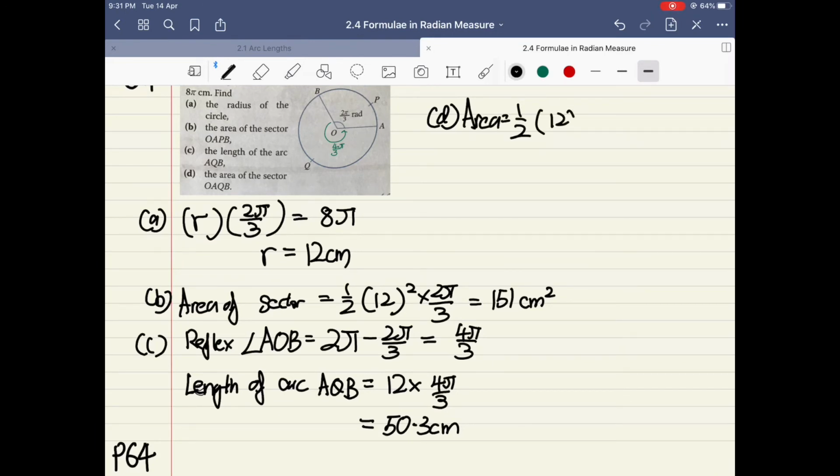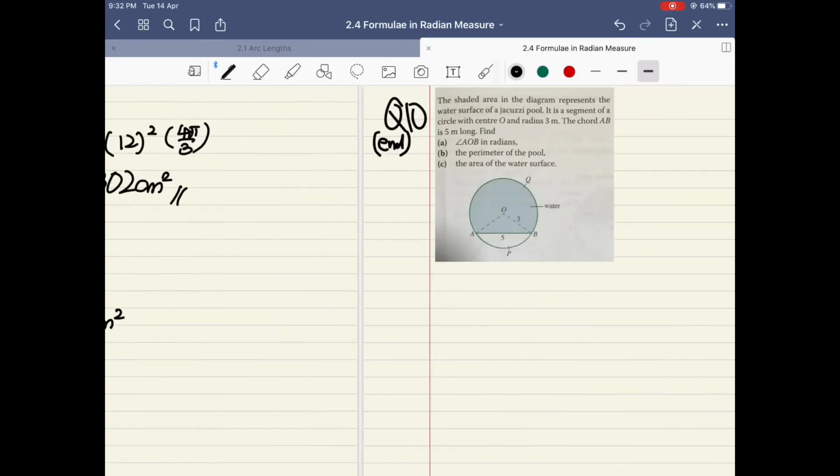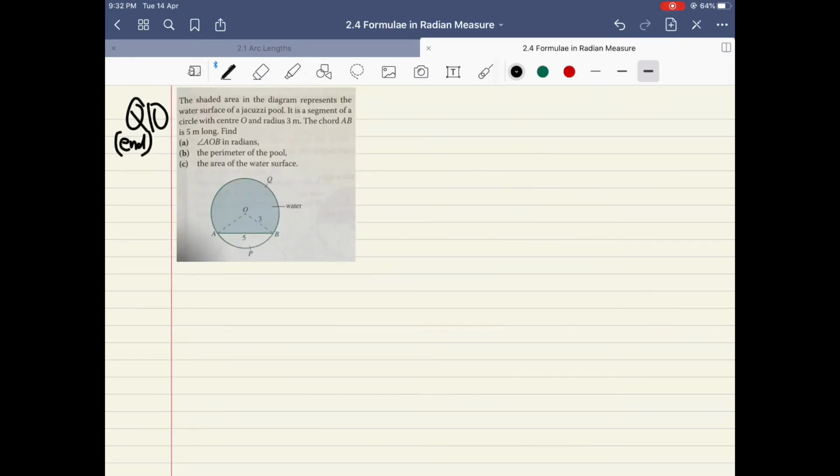The area of sector OAQB is equal to half times r square. R square is still 12 square, and theta, be careful, the theta that we need is this theta over here, which is 4 pi over 3. So if you work it out, what you'll get is 302 cm square.